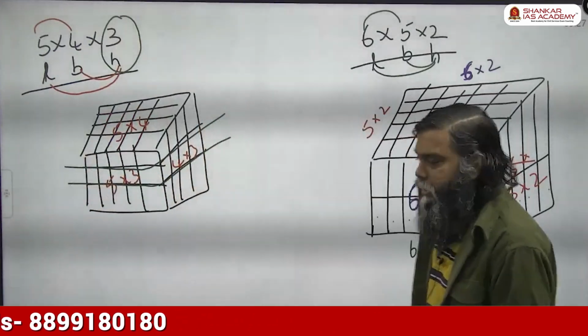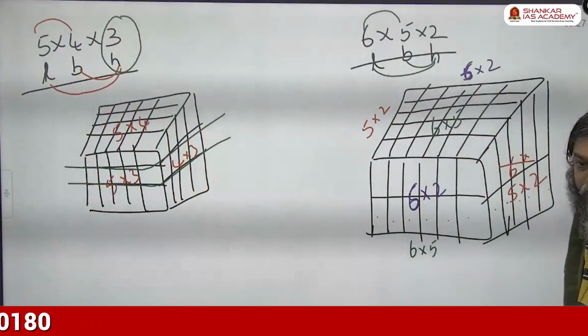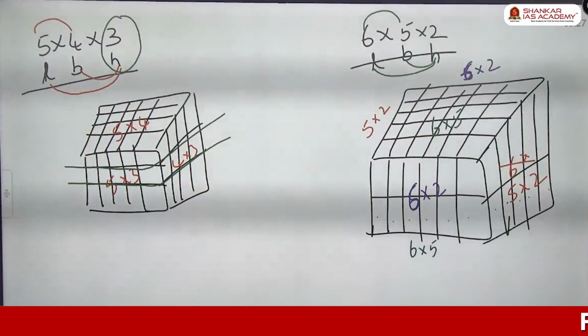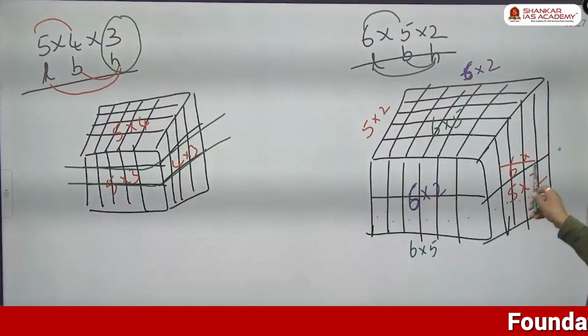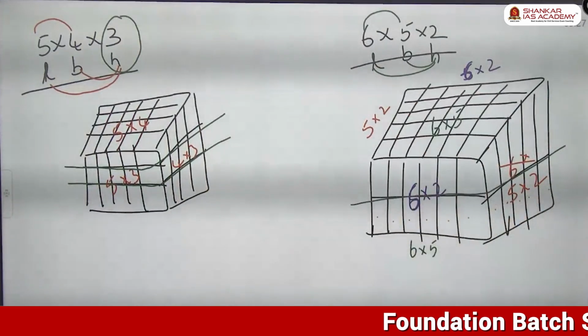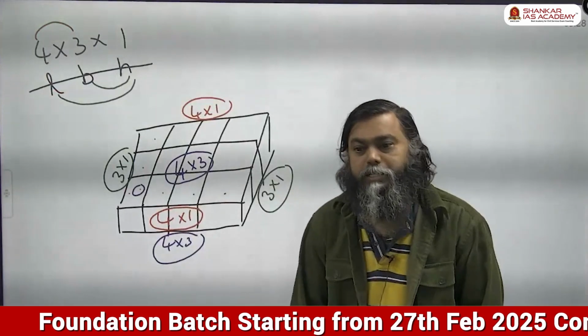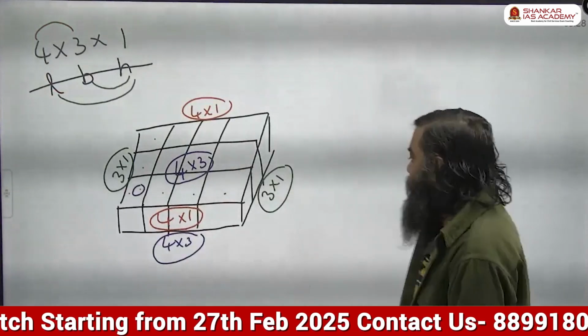Do you understand this? Come to here. Height how much? 2 means how many rows? 2 rows. You see one row, second row. Height how much? 1 means 1 row. Understood, boss? Next I have to say something.